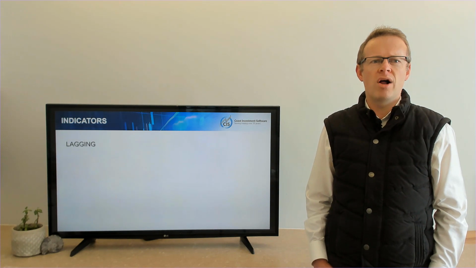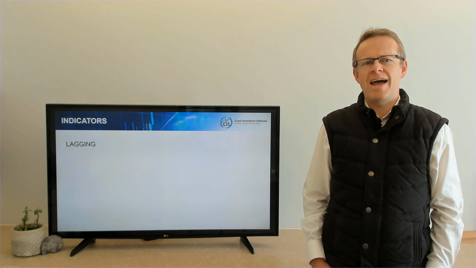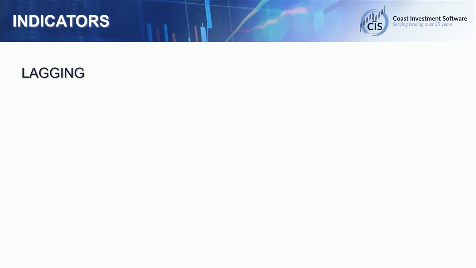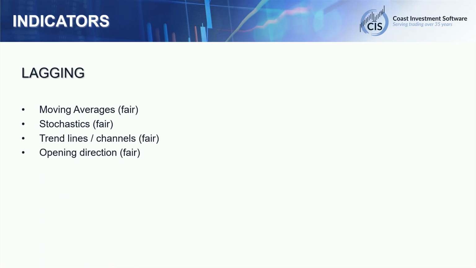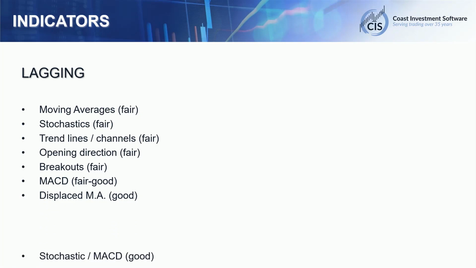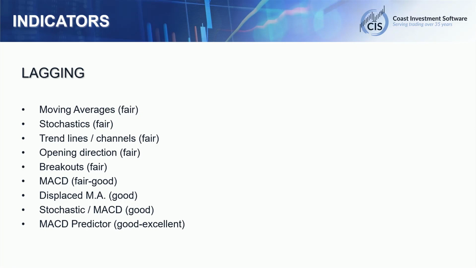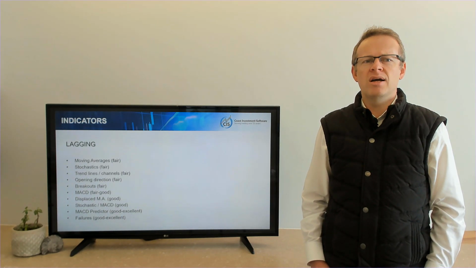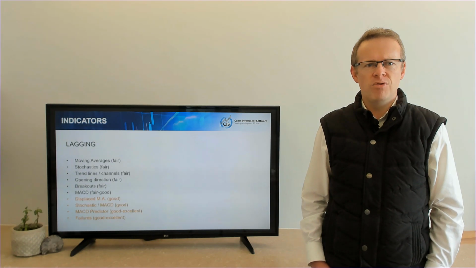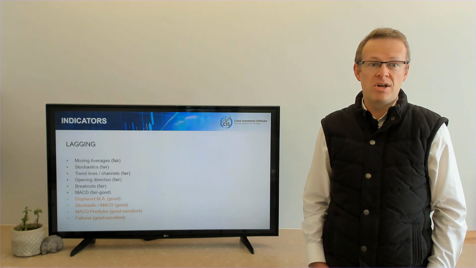Those of you who've been trading for a while now might have heard of the concept of lagging indicators. If we look at that, we can see a couple of old type of lagging indicators. You've got moving averages, stochastics, you've got trend lines, opening direction, breakouts, MACD, and then a new concept to you might be displaced moving averages, MACD stochastic combination, and MACD predictor, which we'll be talking about, and then also failures. So for today we'll be focusing on the last 4: displaced moving averages, the MACD stochastic combination, the MACD predictor, and failures.